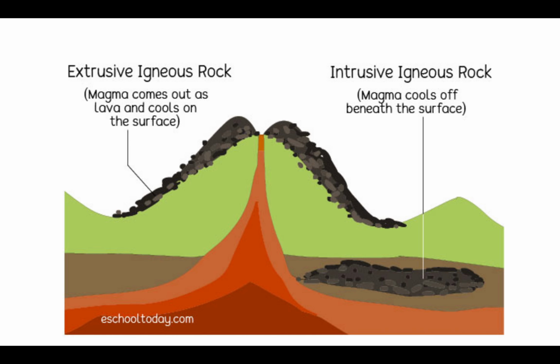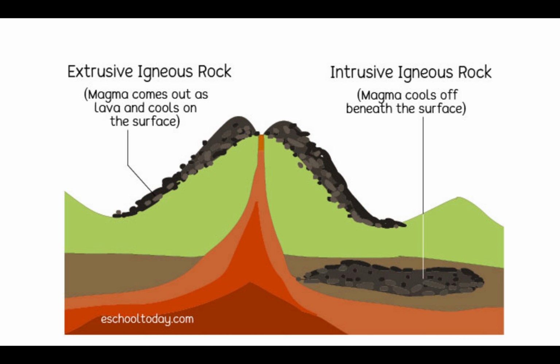Igneous rocks form by the cooling and crystallization of molten material on or within Earth. There are two types of igneous rocks: extrusive and intrusive. Igneous rocks that cool on Earth's surface are called extrusive. Magma rises to the surface through things like volcanic eruptions. When magma reaches the surface, it is called lava and quickly cools to form extrusive igneous rocks.